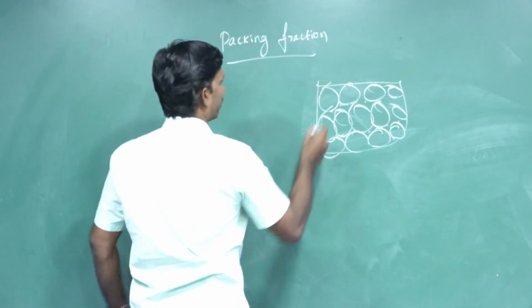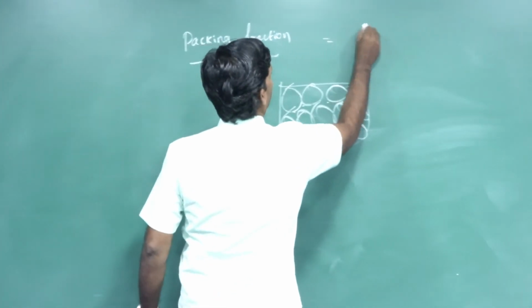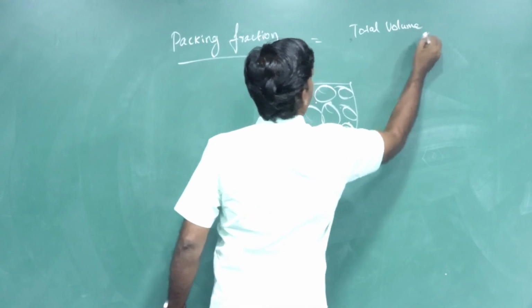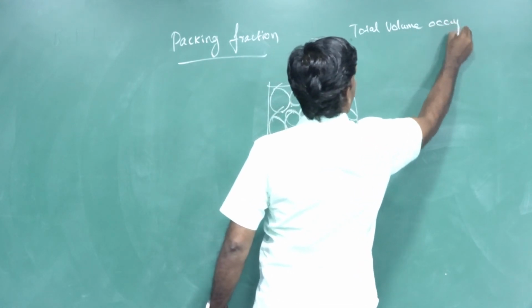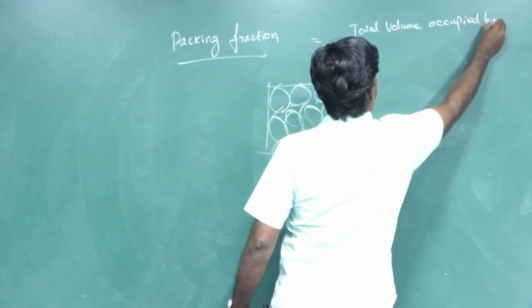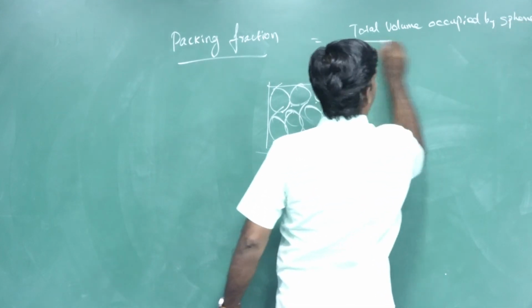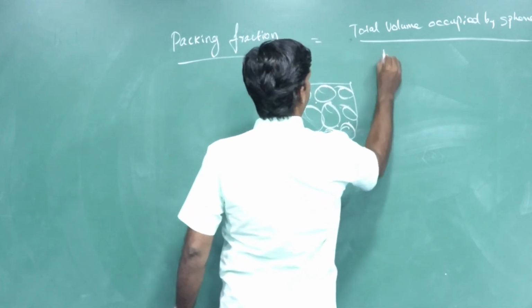You can write packing fraction is nothing but the total volume occupied by the sphere divided by the volume of the unit cell.